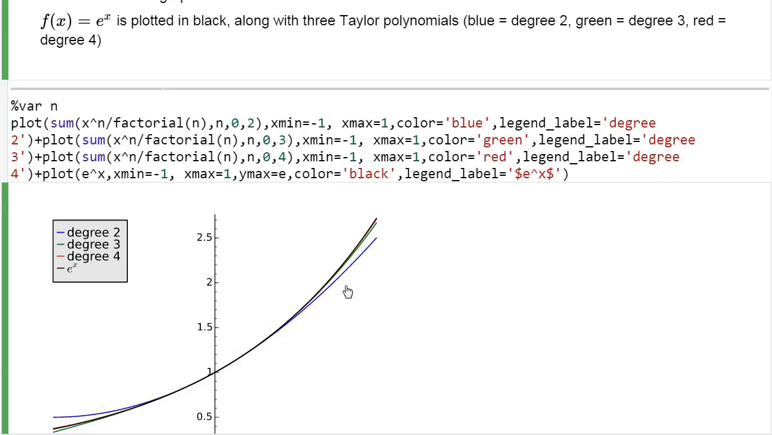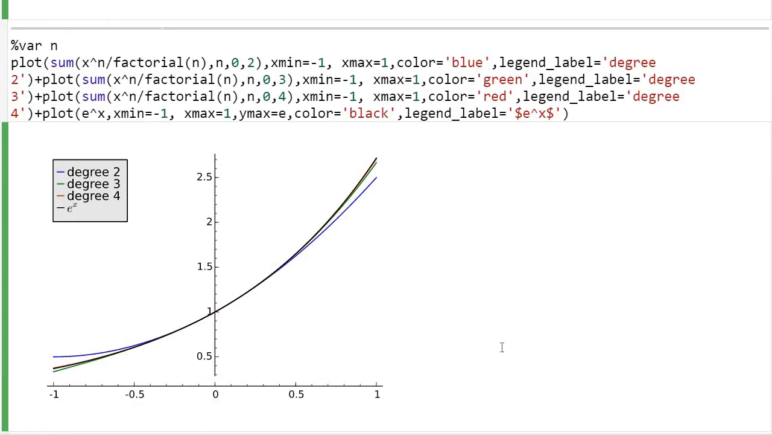So by the time you get to degree 4, you see this red line is pretty close to the black line. Now we're in a pretty small window here. We're just going from -1 to 1. These are not exactly the same, but it's a pretty good approximation for just a degree 4 polynomial.